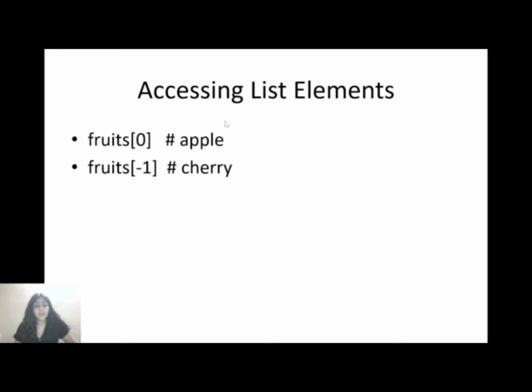Accessing list elements. We can access list elements using index numbers. Remember, indexing in Python starts from 0. So fruits[0] here gives the first item, and we can also use negative indexing to get elements from the end.